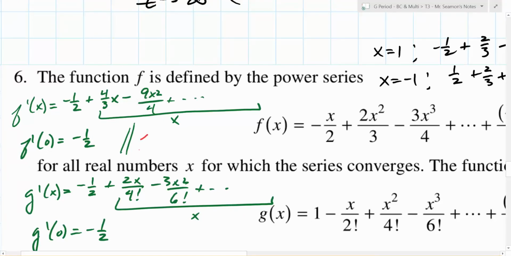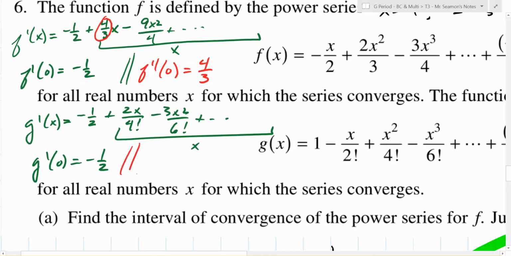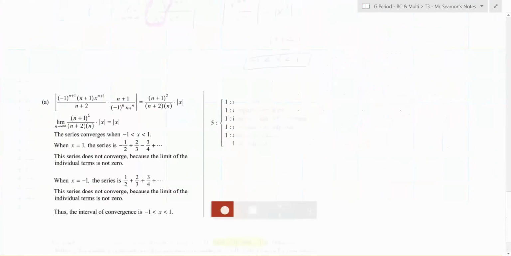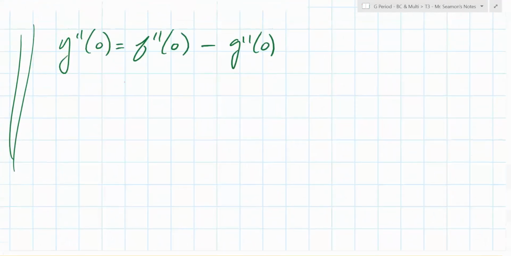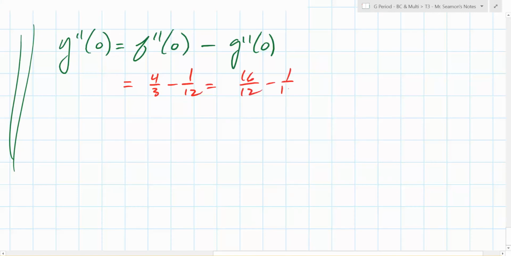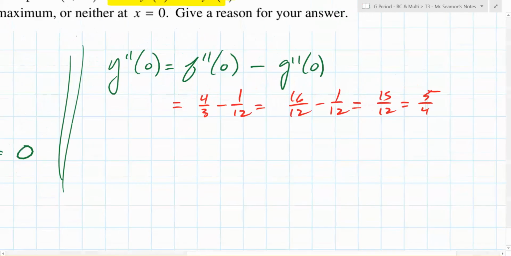What is f double prime of 0 going to be? It's going to be 4/3 right there, right? And what is g double prime of 0 going to be? It's 1/12, right? So what do you end up with? 4/3 minus 1/12, which is equal to 16 over 12 minus 1 over 12, which is 15 over 12, which is 5 over 4.